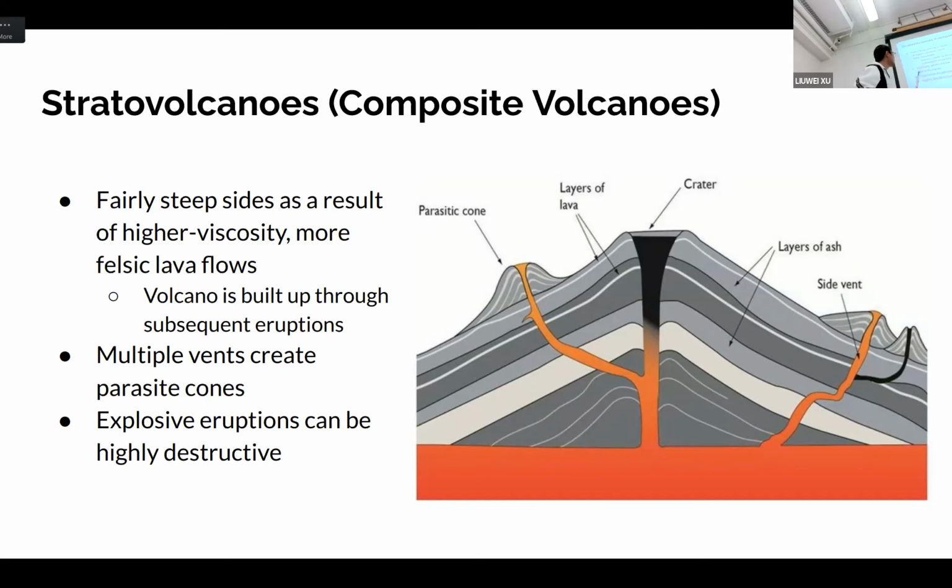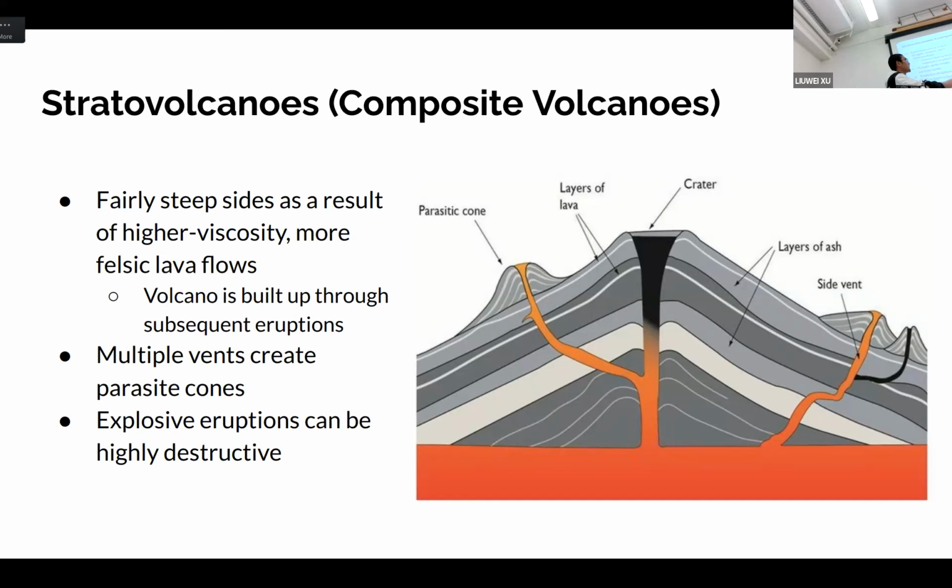And we can see multiple vents creating parasitic cones. Sometimes the resistance above is too large, and the lava flow cannot go out from the crater. So it goes out from the side vent and forms this kind of parasitic cone.